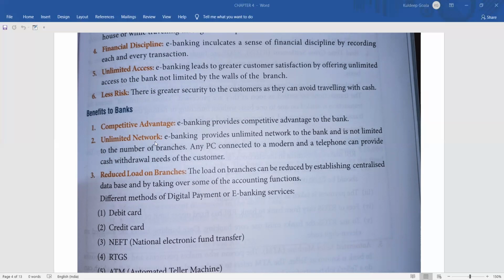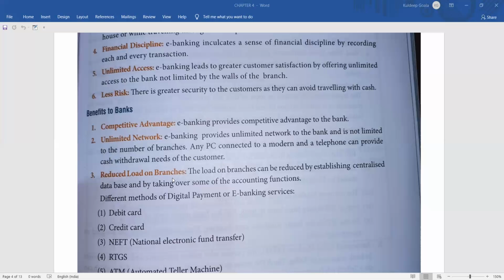Then, unlimited network. E-banking is going to provide an unlimited network to the bank and is not limited to a number of branches. It can go to any number of branches. Any PC connected to a modem and telephone can provide cash withdrawal needs for the customer. They can provide you the facility of transfer, and even other benefits also. They can just use a laptop or computer and provide you the facility. Unlimited network will be there.